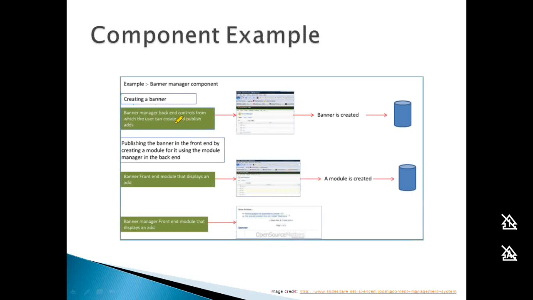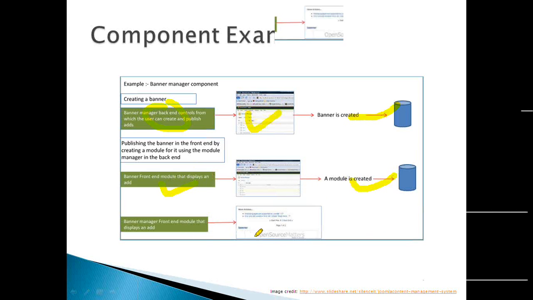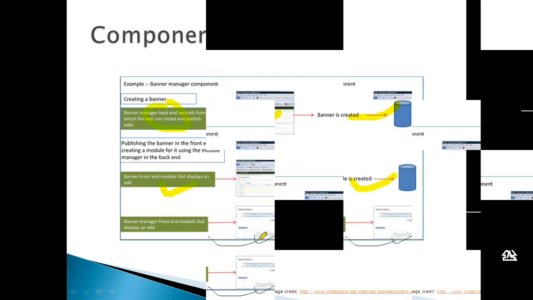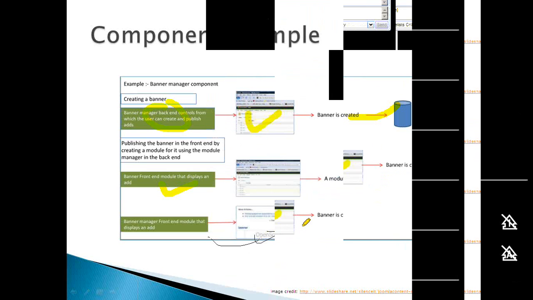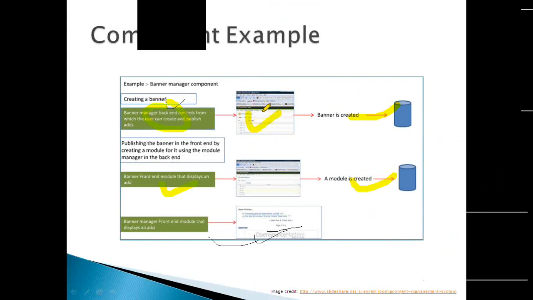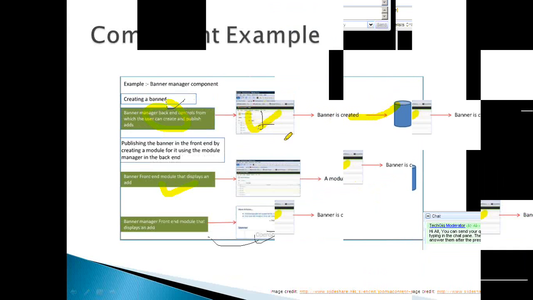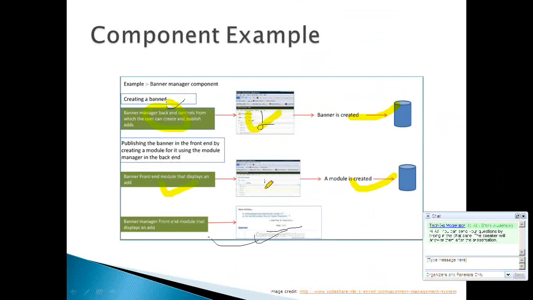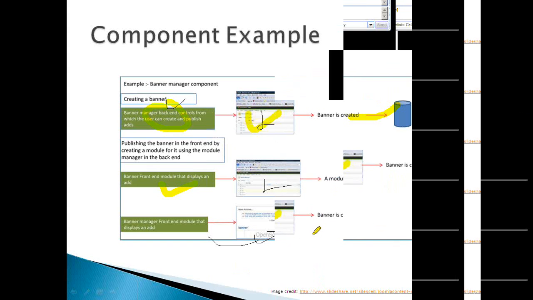So if you take an example of a component, here is the banner management component. You create a banner in the backend, the banner is created, and then with the help of the banner frontend module, you place it at any defined position, and it reflects anywhere you want it. So this is the banner, and then the banner is created in the backend, and then a module is added. Once a module is added in the front panel, it will be seen.